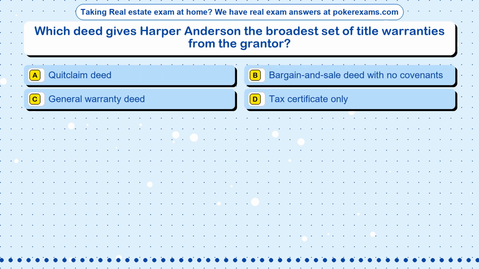Question 39. Which deed gives Harper Anderson the broadest set of title warranties from the grantor? Option A, quitclaim deed. Option B, bargain and sale deed with no covenants. Option C, general warranty deed. Option D, tax certificate only.